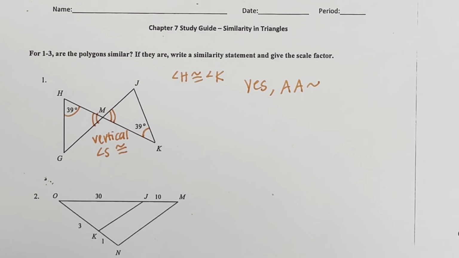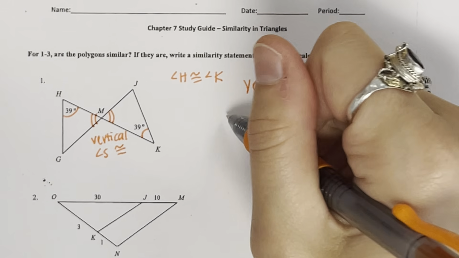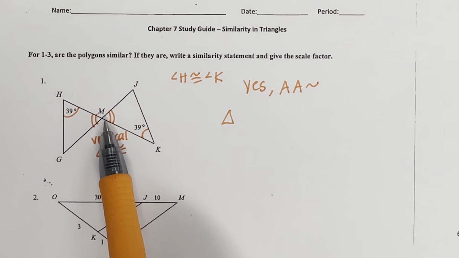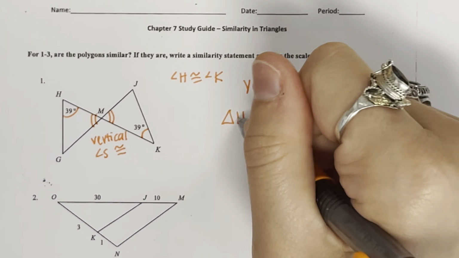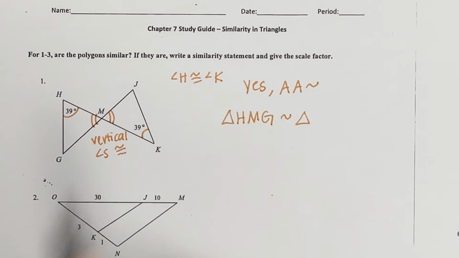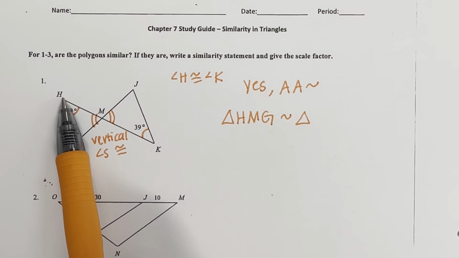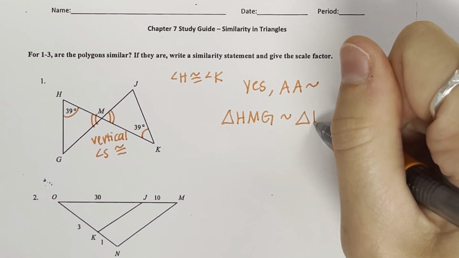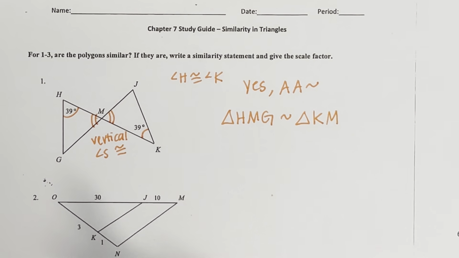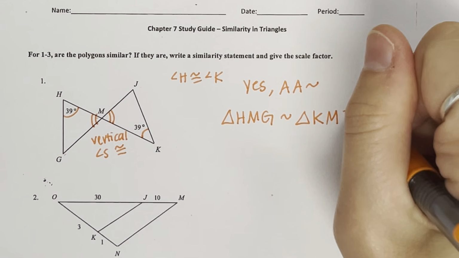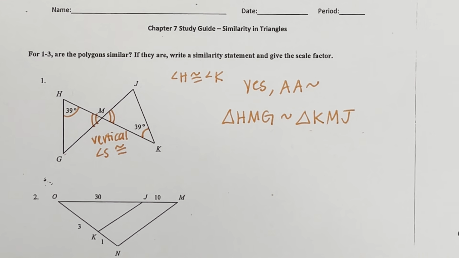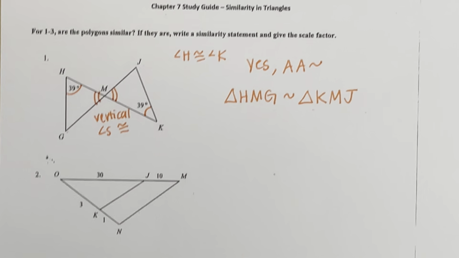When I go to write my triangles, I need to make sure I write them in order. So I'm going to name the triangle on the left HMG. And I'm going to say it is similar to the triangle on the right, and I have to name it in the same order. So H matches up with K, M matches up with M on the other side, and then G matches up with J. So it doesn't matter which order you write the first one in, but the second one does have to go along in the same order.